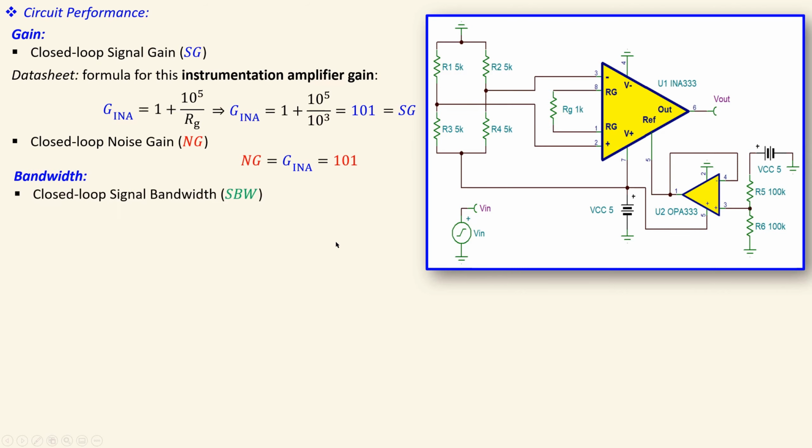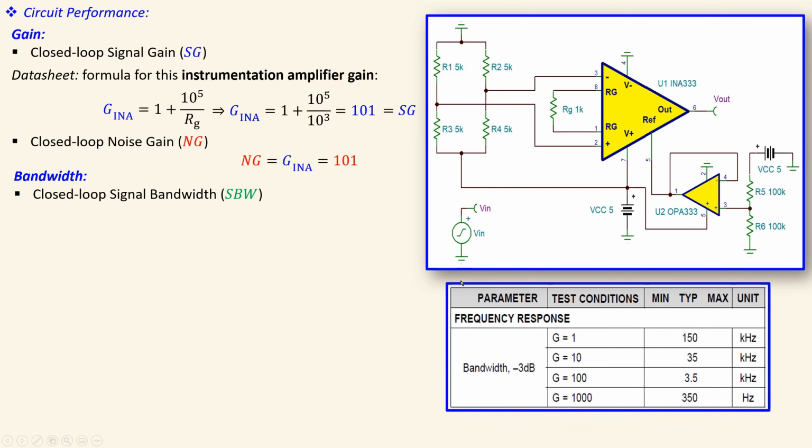For the bandwidth, you have a closed loop signal bandwidth and also the closed loop noise bandwidth. For the signal bandwidth we need to use this table from the datasheet. For several gain values you have the cutoff frequency, or the minus 3 dB frequency, which is of course the signal bandwidth. In this case we have gains of 1, 10, 100 and 1000. So it's not exactly 101, but we will just take 100 and it will be 3.5 kilohertz. Of course we will have some minor error, but that is okay.